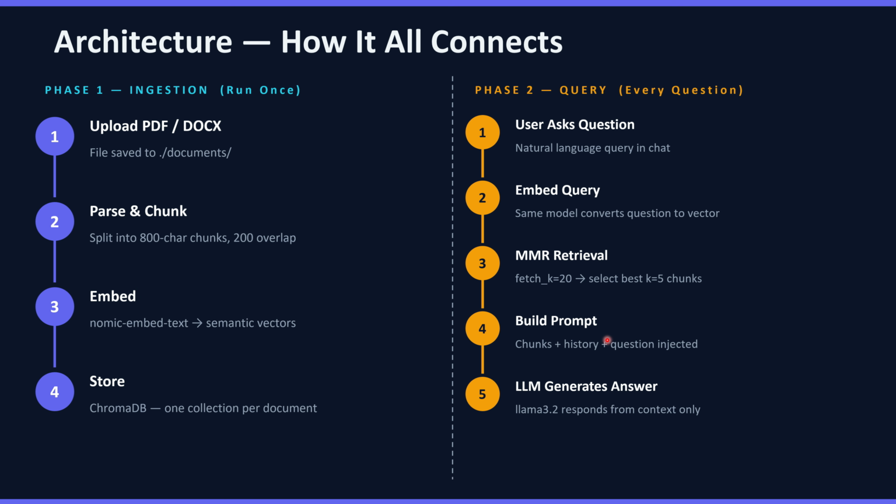Step 4, build the prompt. The 5 retrieved chunks, the conversation history, and the user question are all injected into the prompt template. Step 5, LLM generation. The answer. Llama 3.2 reads the prompt and generates a response citing the source document and page number. The entire pipeline runs in seconds on CPU. That is the full system.